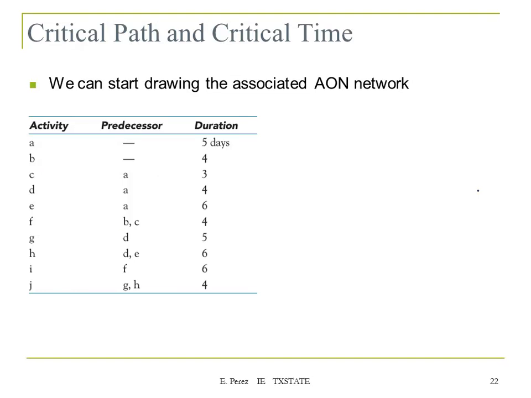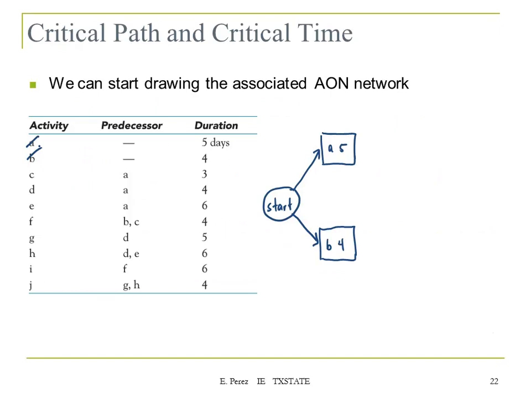So let's draw the AON network. So let me help you with that. Let's start with the start node. And now in the AON representation, the tasks are represented by nodes. So we're going to put the task name, but we're also going to add the duration inside the node. So let me put A, duration of 5, and then we have B with the duration of 4. These are my first two activities.